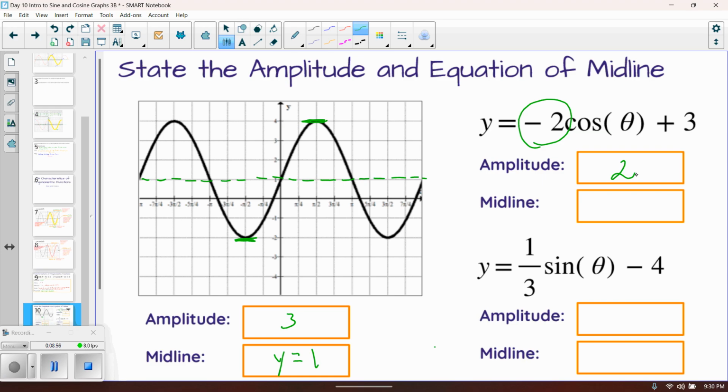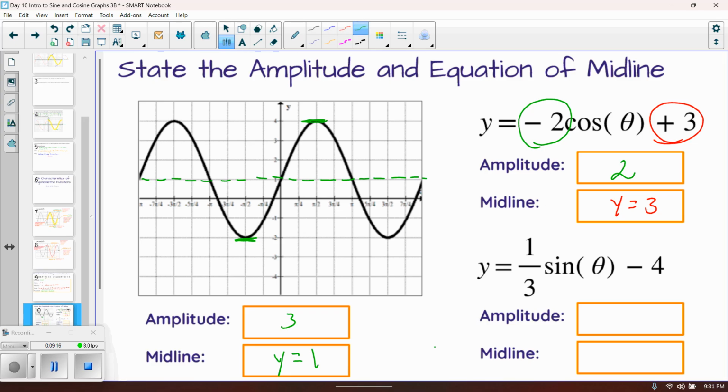And the midline comes from the k value. Well, the k value is out here. So my midline, again, remember, it is the equation of a line, is y equals 3. Okay, and it's really that simple looking at the equation. So we'll go down to the next one.